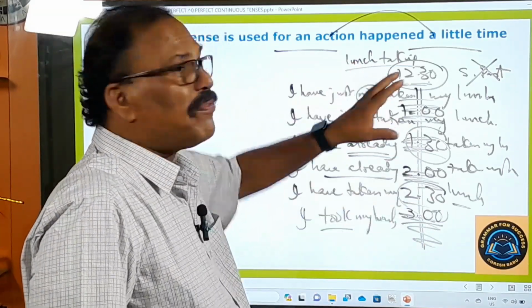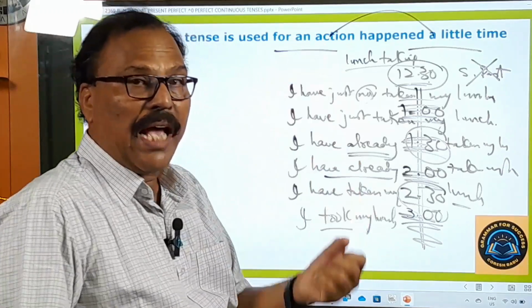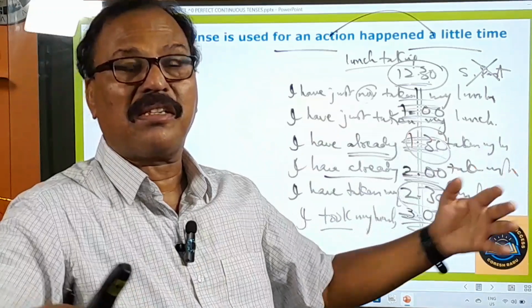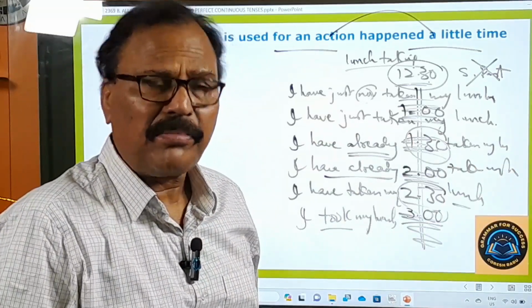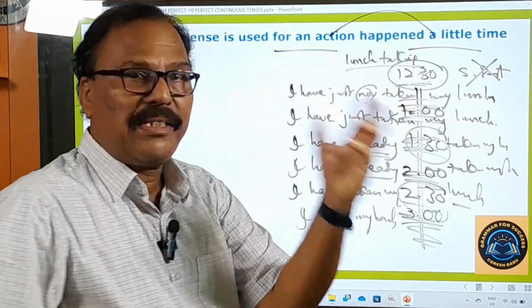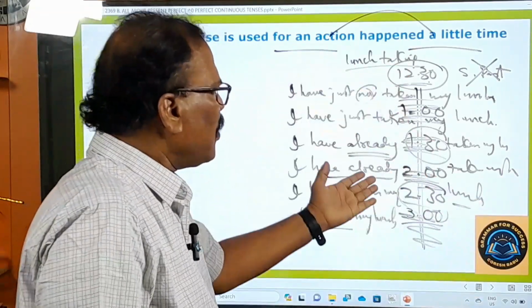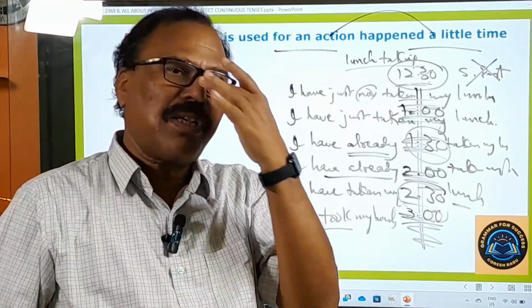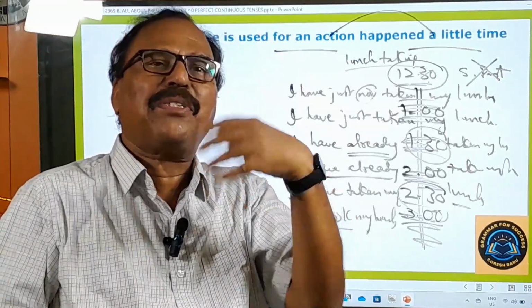Because this action of taking lunch, the small action, has assumed the past tense smell. It has lost its present tense smell. So this is how you have to understand an action that happened a little time ago. It's a small action. Of course, medium actions are there, and big actions are also there. Likewise, you have to estimate. It depends only on you.